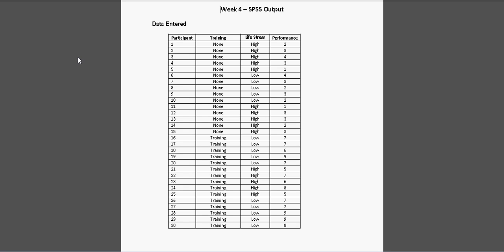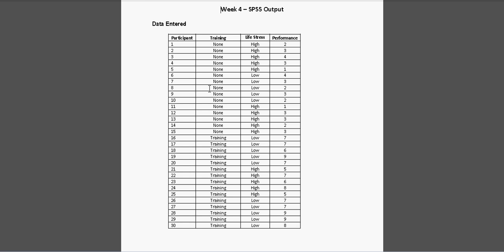Hello! Let's take a walk through some more SPSS output. This week we are looking at output from a two-way ANOVA. And the big difference between a one-way and a two-way is that a two-way has two independent variables.